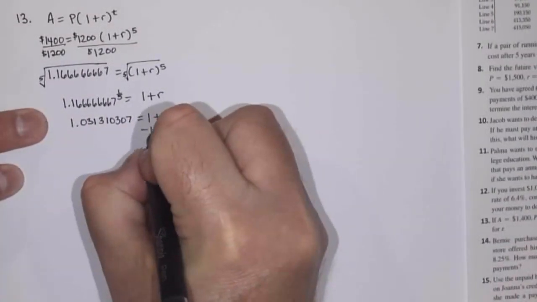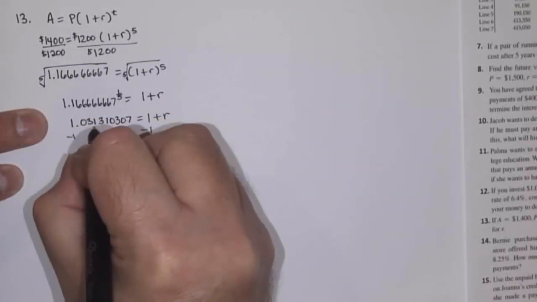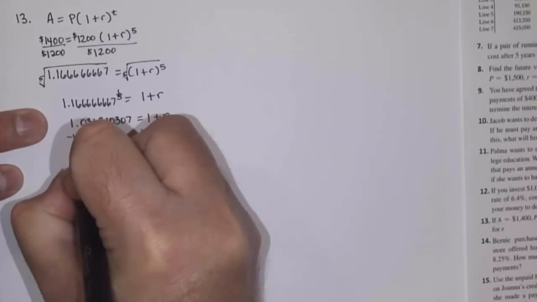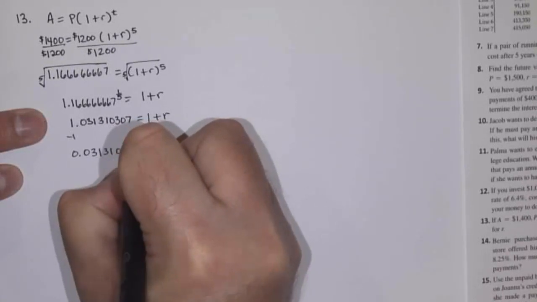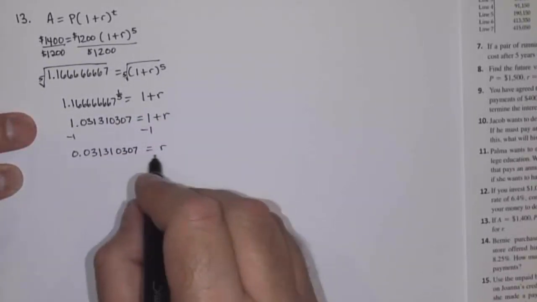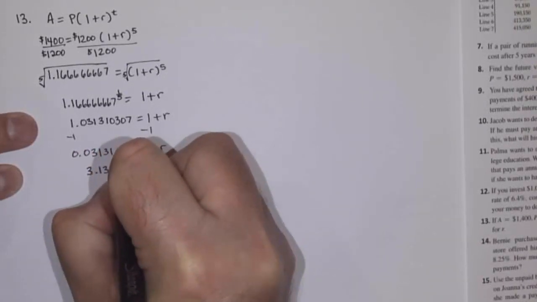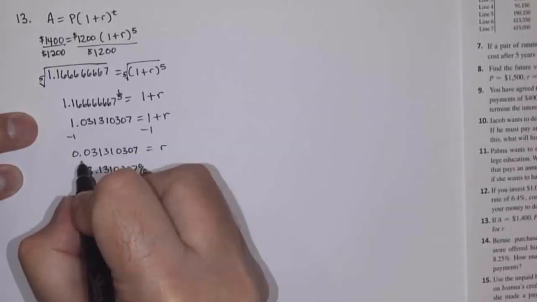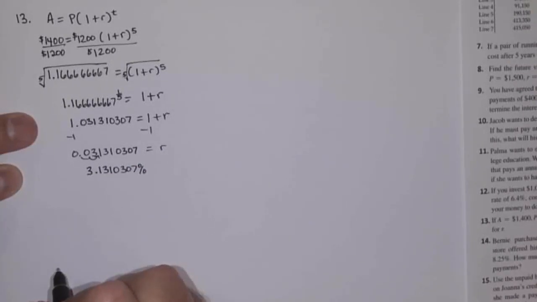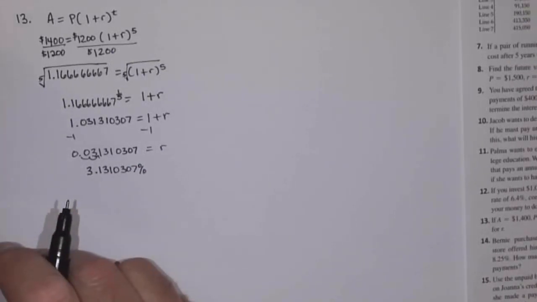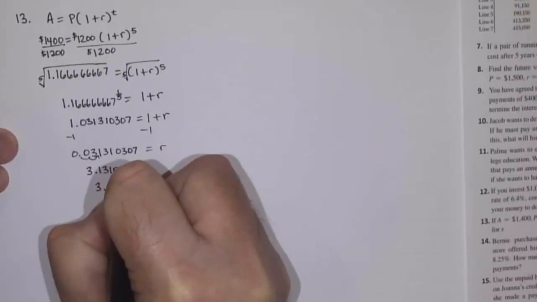So if we subtract 1 from both sides, R is going to equal 1.03 blah blah blah minus 1, which is 0.031310307. And so that is an interest rate. That would be 3.1310307% if I multiply by 100%, and that moves the decimal point 2 places to the right. Now typically we would want to round that, and if we round that to 2 places, that would be about 3.13%.